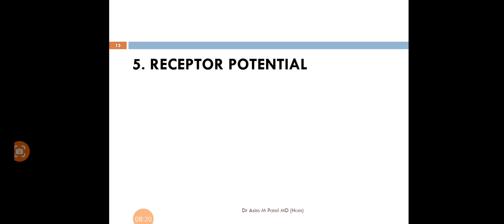Fifth property is receptor potential. Whenever a receptor is stimulated with a stimulus, some deformation will occur in the central core, in the sensory nerve ending of the receptor, because of which some depolarization will occur. That depolarization will produce local electrical changes which are non-propagative, and they do not obey the all or none law. This local depolarization which is occurring is known as receptor potential.